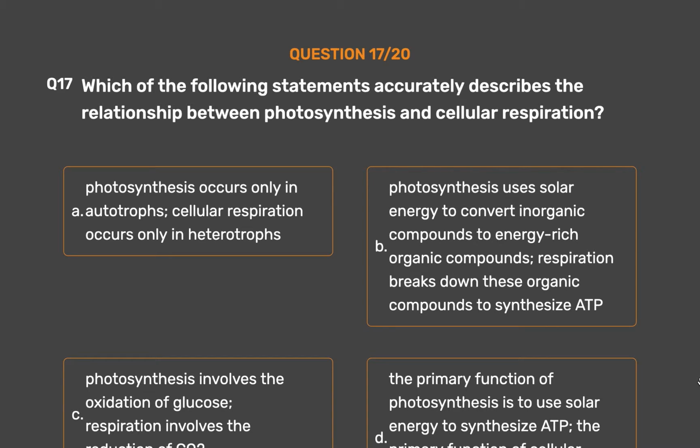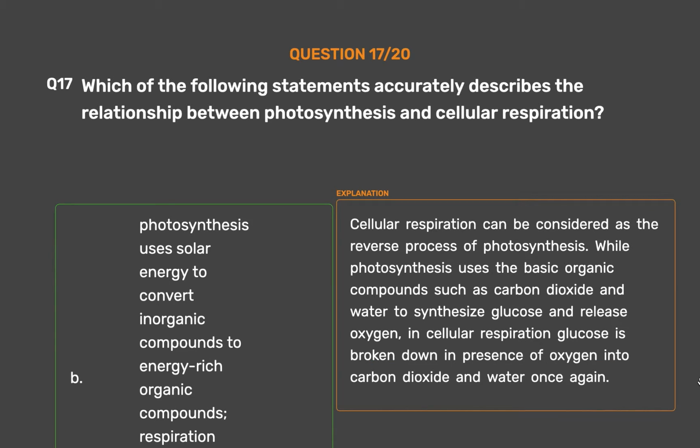The correct answer is option B. Photosynthesis uses solar energy to convert inorganic compounds to energy-rich organic compounds. Respiration breaks down these organic compounds to synthesize ATP. Cellular respiration can be considered as the reverse process of photosynthesis. While photosynthesis uses basic inorganic compounds such as carbon dioxide and water to synthesize glucose and release oxygen, in cellular respiration glucose is broken down in presence of oxygen into carbon dioxide and water once again.